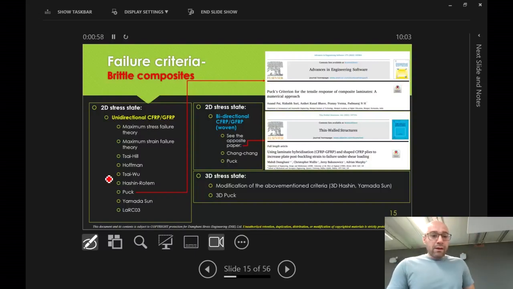So, we did mention in the previous lecture, we assume composites predominantly behave in a two-dimensional state, not three-dimensional. Putting that into perspective, there are some failure criteria designed or developed to characterize the performance of composites and to understand when they fail theoretically.